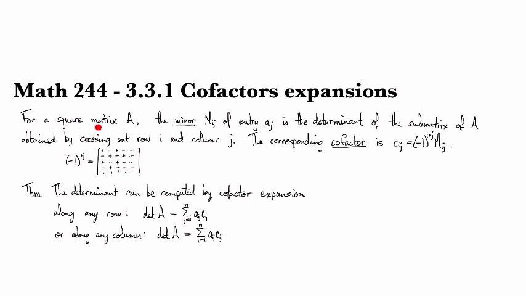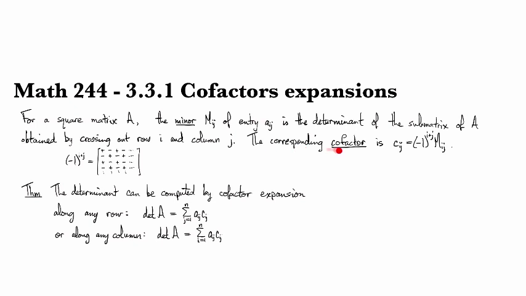So for a square matrix A, we say the minor m_ij of the ijth entry is the determinant that you get by crossing out the ith row and the jth column from A. So you cross out the ith row and the jth column, you have a smaller matrix, one dimension down, and that determinant is called the minor.